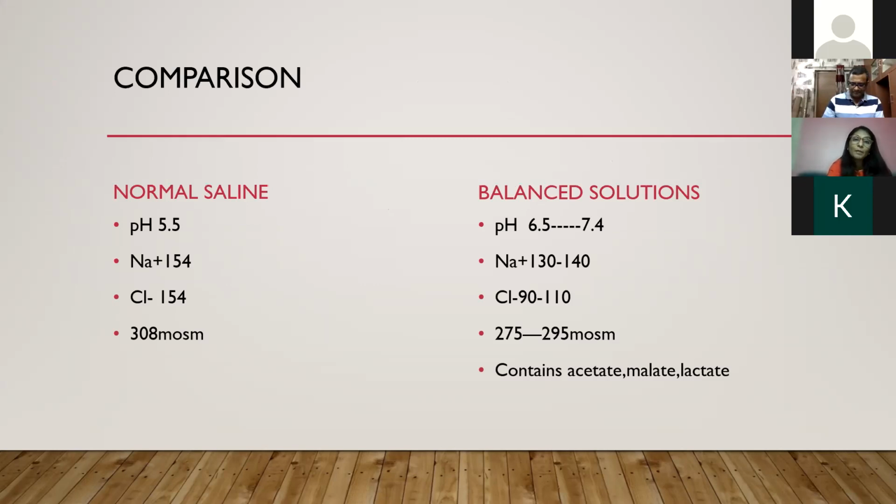This is the basic comparison between normal saline and balanced solution. The pH is 5.5, acidic, compared to the balanced solutions. The sodium and chloride load of 154 compared to 130 and 90 of balanced solutions, and the osmolality is more in tandem with the plasma for balanced solutions compared to normal saline. The balanced solutions contain acetate, malate, lactate, etc. as their anions.